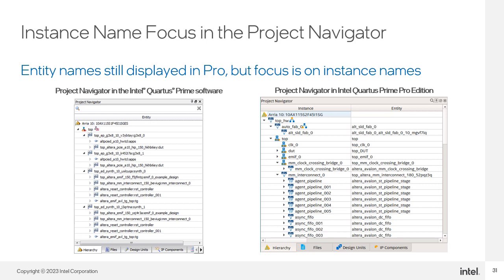On the left is the Project Navigator from the Quartus Standard Edition software. The project hierarchy lists every instantiated entity and the instance name selected for that entity. On the right, in the Quartus Prime Pro Edition, only instance names make up the main hierarchy display of the project. The entities are still listed, but in a separate column.